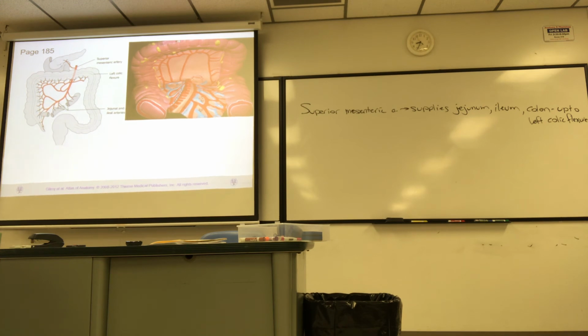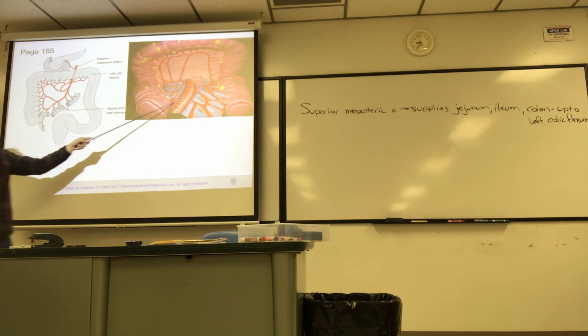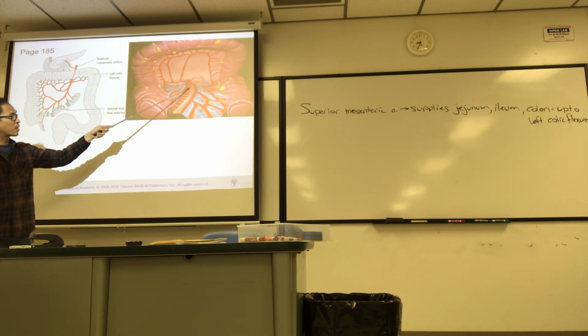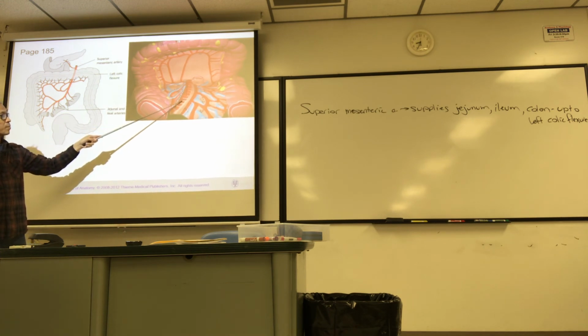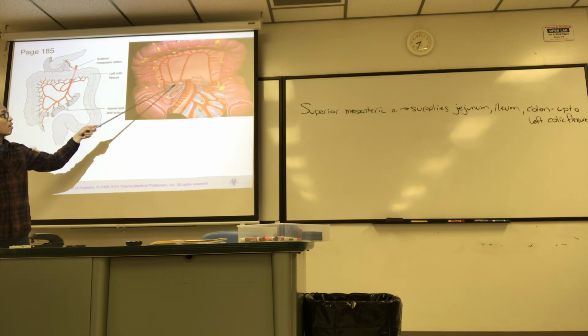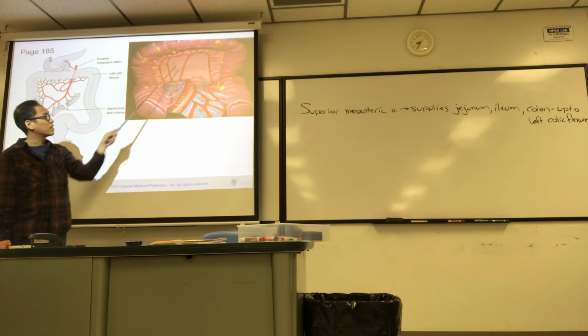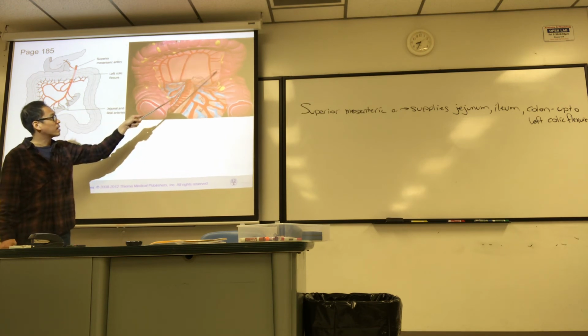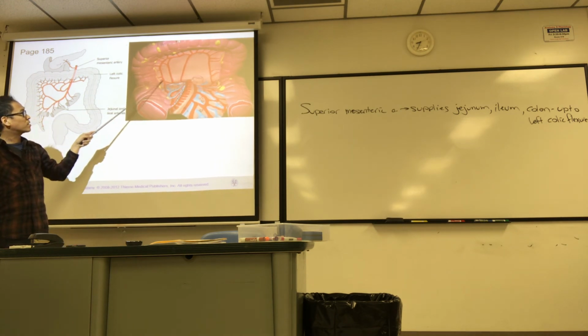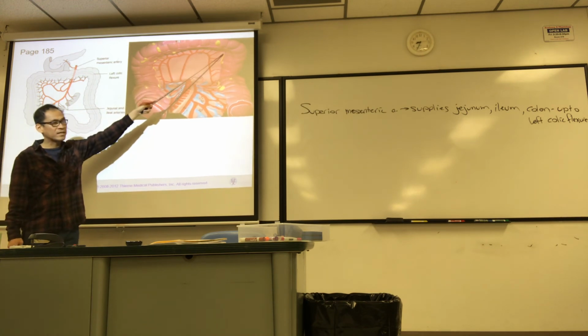On the model here, here's how they show it. Here's the superior mesenteric artery, and all of these branches are going to go off and supply jejunum and ileum. And then it's also supplying blood all the way up to there. Now they show it as a continuous thing, but the blood supply to the colon, it's ending there. That's the left colic flexure.